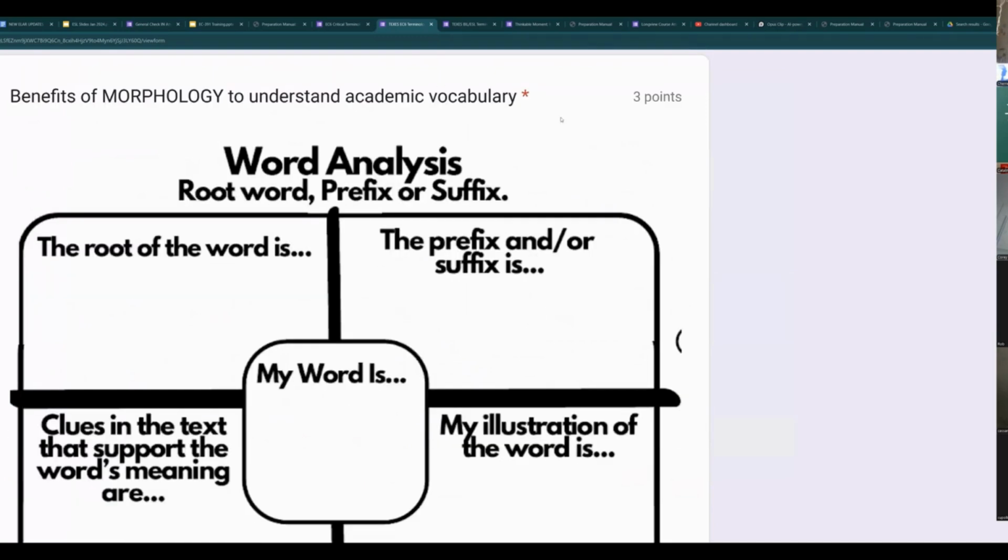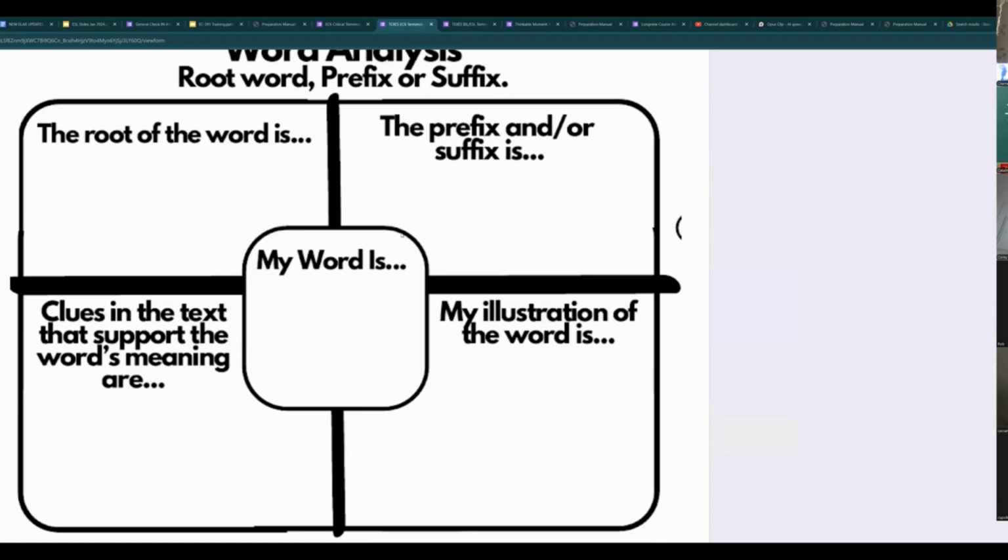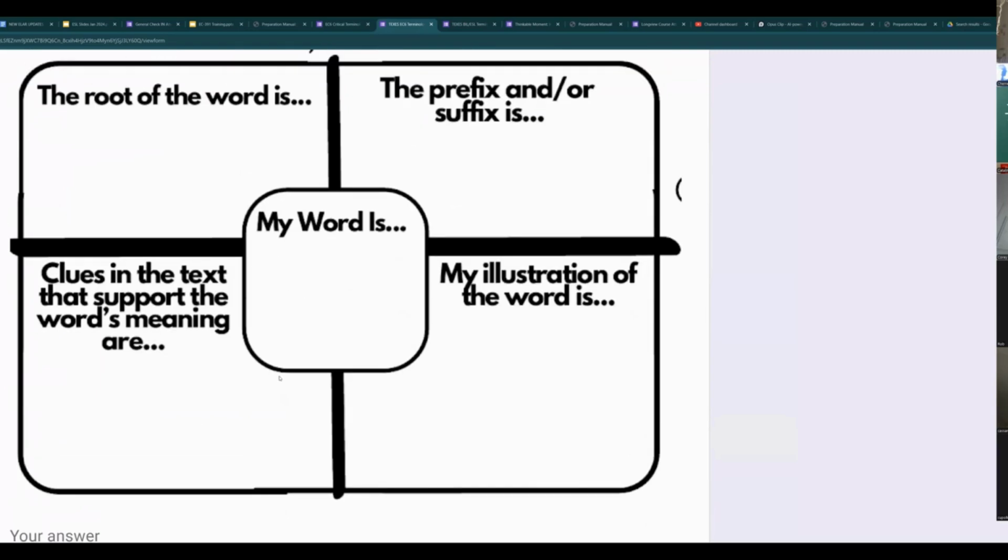So morphology is to understand academic vocabulary. We've talked about morphology already, but this is an example of how you can use it. It could be something like hydrology. The root of the word is hydro. The suffix is ology, which means the study of. Clues in the text that help me figure out the meaning are going to be the words around it. They're talking about water. And the illustration of the word might be just a drawing of it. This is actually what I used to use for my students when they had their academic vocabulary. Every night they had to do one of these.